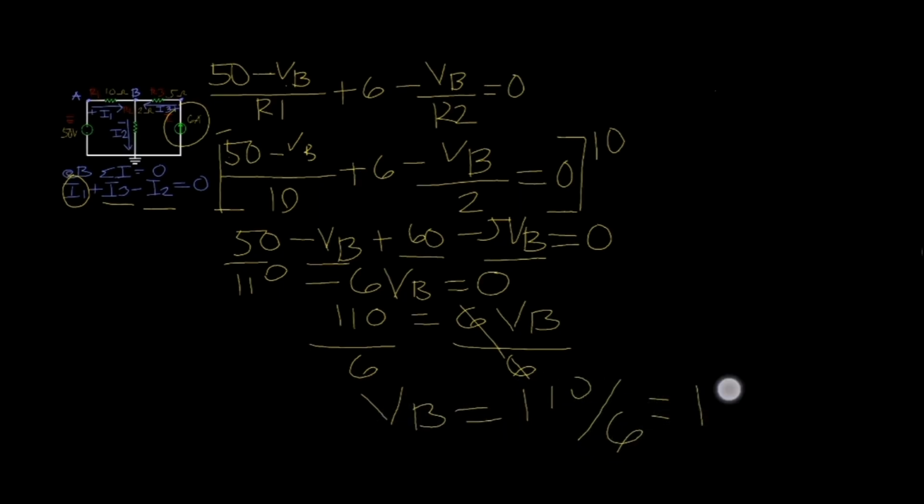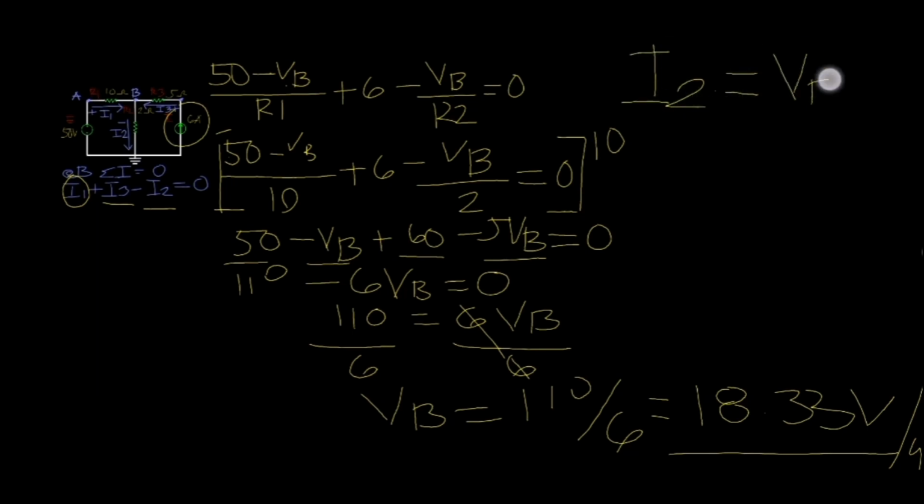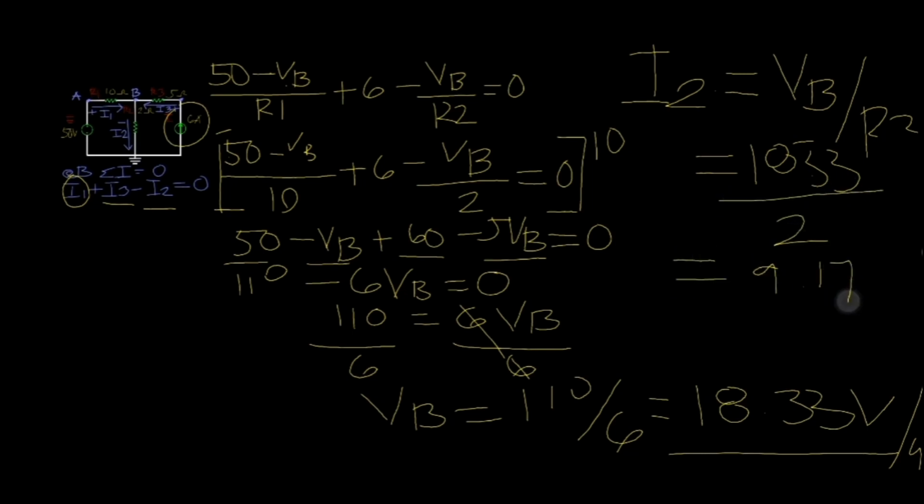Which is equal to 18.33 volts. To solve for I2, it is equal to VB divided by R2. 18.33 divided by 2 is equal to 9.17 amperes. So that's how we solve a circuit using nodal analysis.